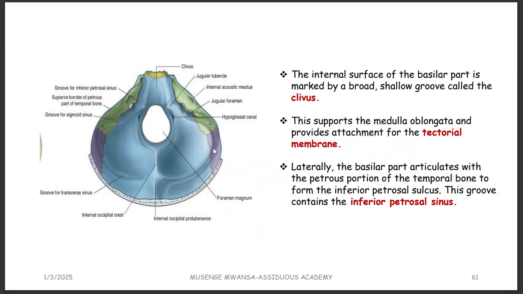And then the internal surface of the basilar part, you remember the basilar part is the front part of the occipital bone, has got what we call a shallow groove, which is known as the clivus. That's the front aspect. This is going to support the medulla oblongata and is going to be part of the attachment for what we call the tectorial membrane.